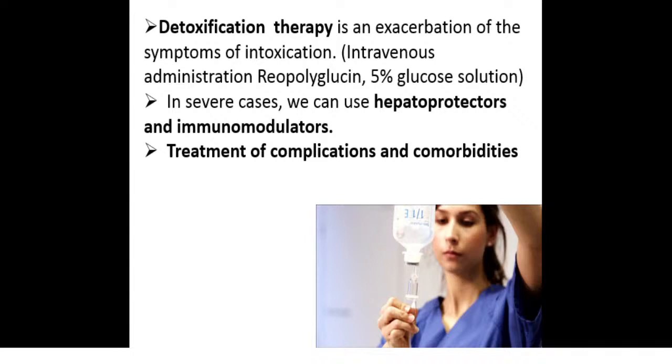And if the patient has inflammation, we can use detoxification therapy. It is we can use different solution intravenous. In severe cases, we can use hepatoprotectors if the patient has inflammation in the liver. And treatment of the complication and comorbidness.